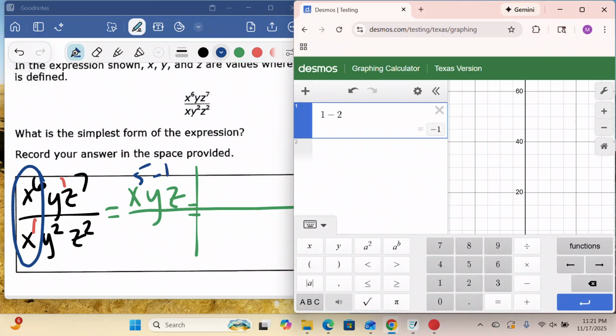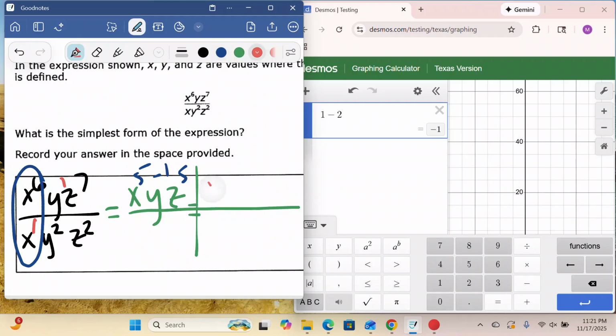That gives me a negative 1. And 7 minus 2 is 5. And remember that I can never have a negative exponent. So the positives, they're fine. Leave them alone. X to the 5th, z to the 5th, all over.